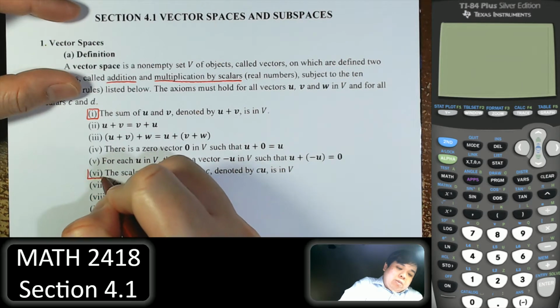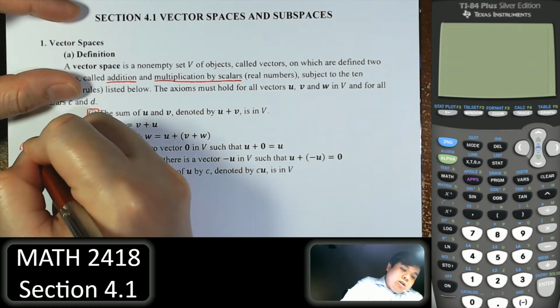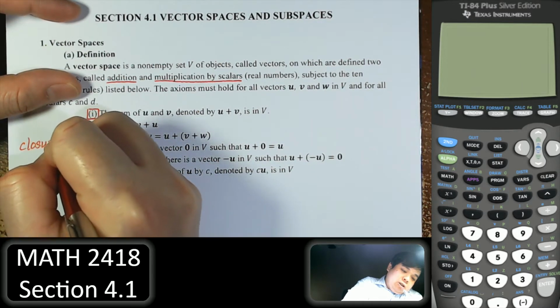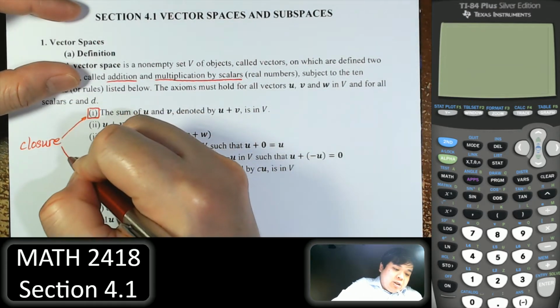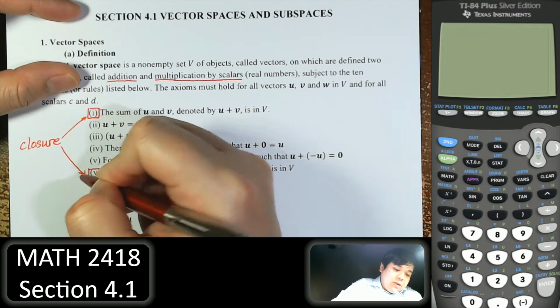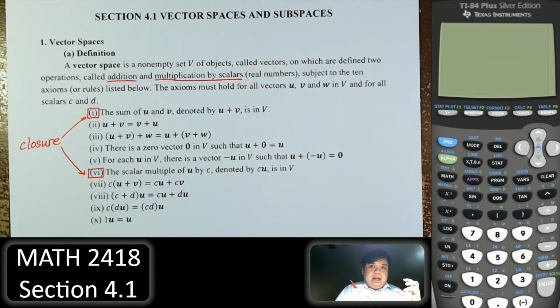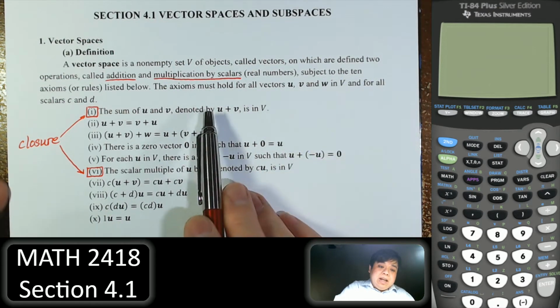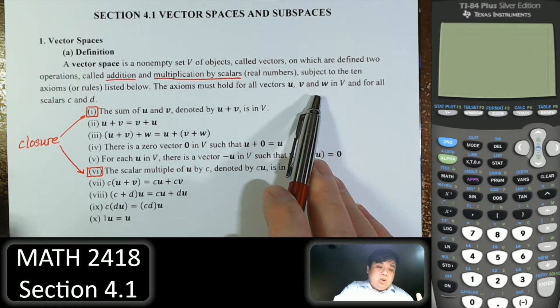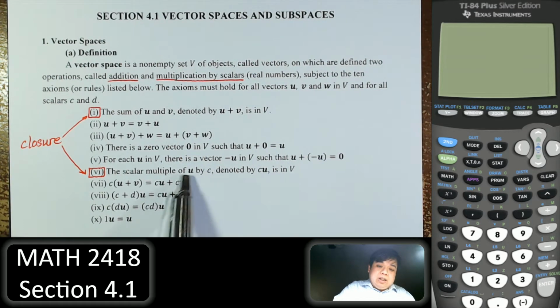These properties I put together are called the closure properties, closure axioms, meaning that the combination of some objects will be some object that is also in the set. So if u and v are in vector space V, then u plus v is also in V. That is closure. If u is in V, multiplying a number to it is also in V.